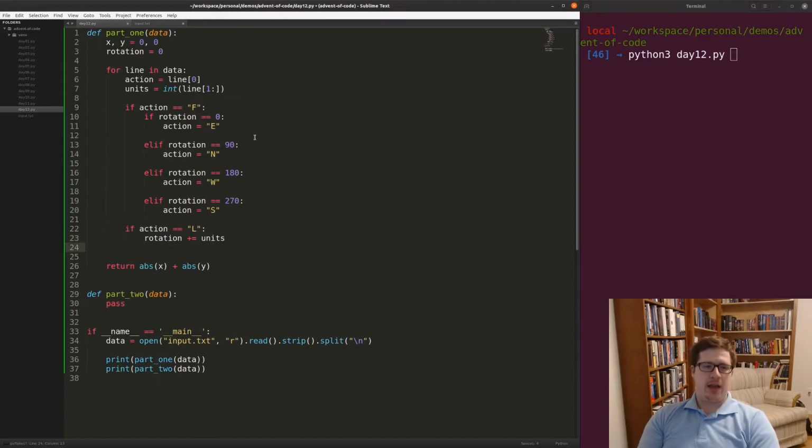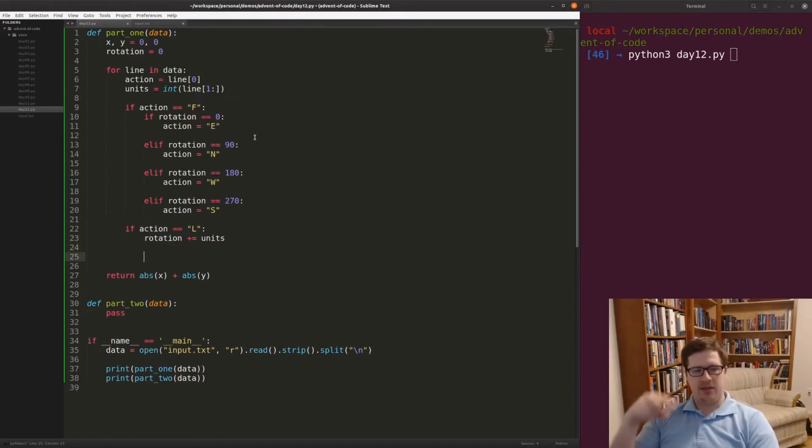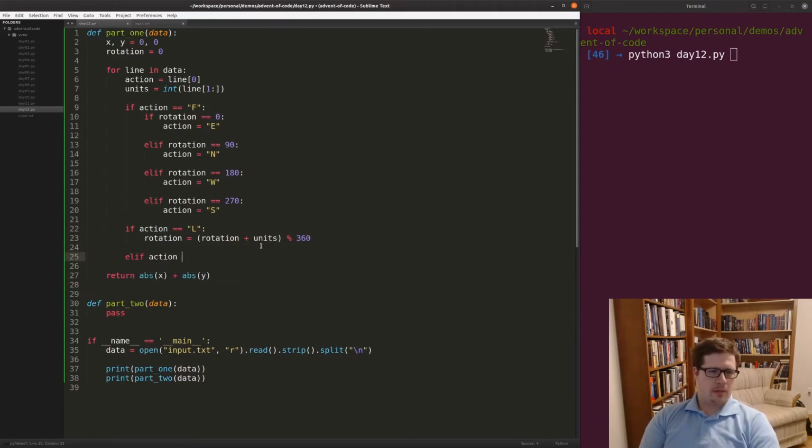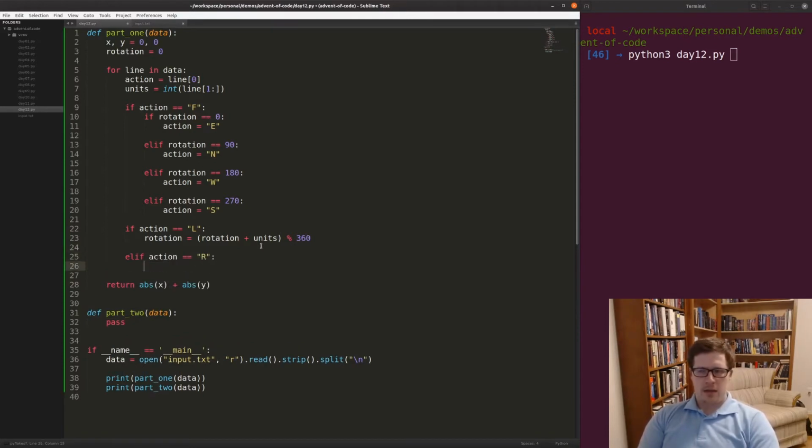But we need to add in a check here, right? Because we might end up with lots and lots of positive units, and so we don't want to go past 360. So we always need to take the modulus of 360 here. So this will actually equal rotation plus units modulo 360, right? Then we're going to say rotation equals rotation minus units.